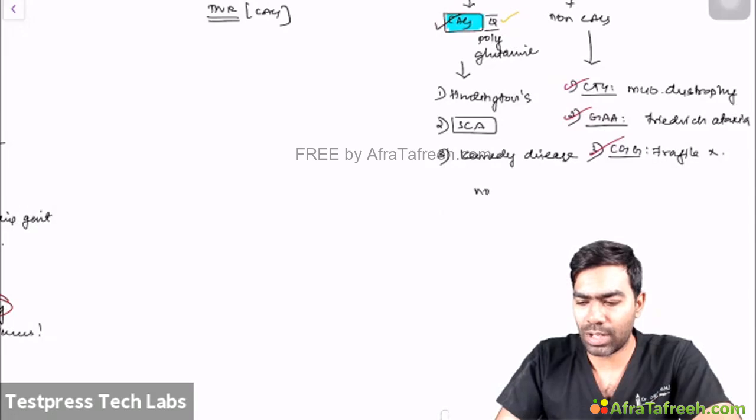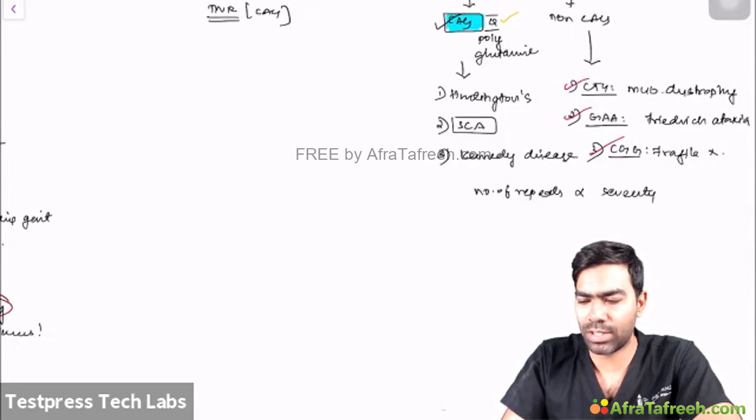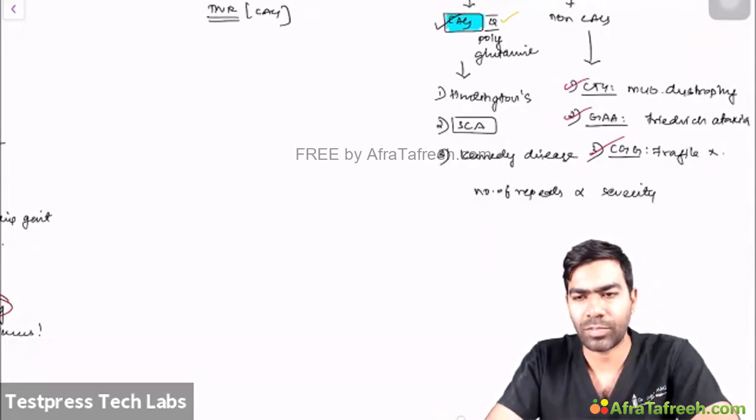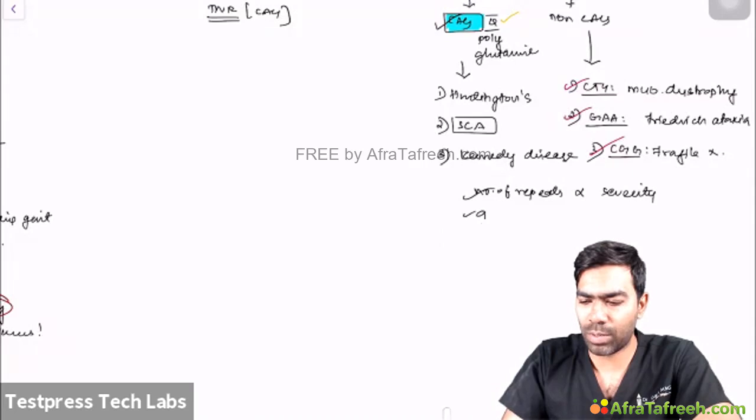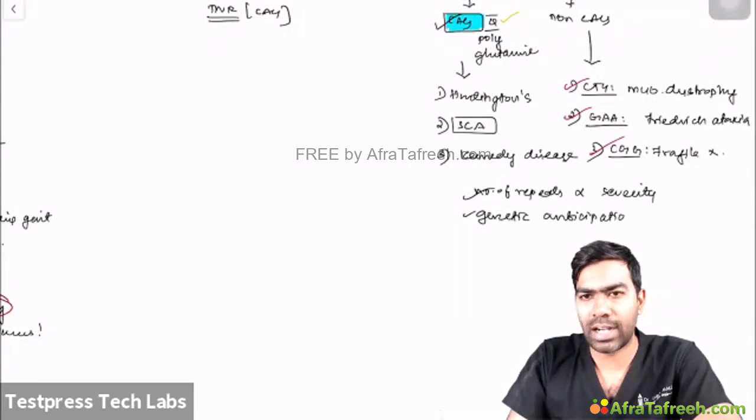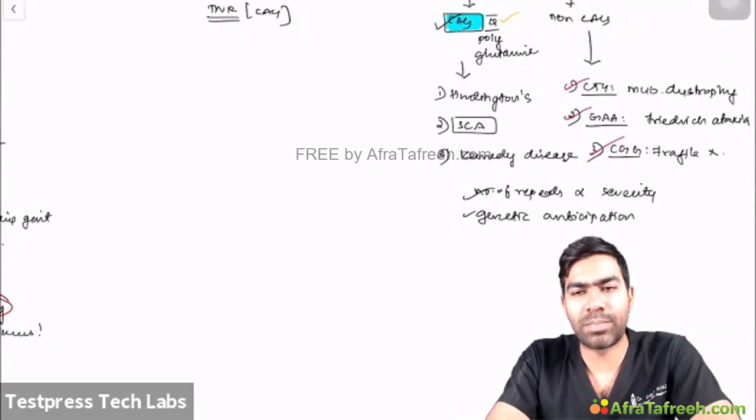And you know, the number of repeats, as a common rule, is directly proportional to the severity of the disease, which means the more the number of repeats, the more is going to be the severity. And there is one more phenomenon present in these, called genetic anticipation. SCA means spinocerebellar ataxia.